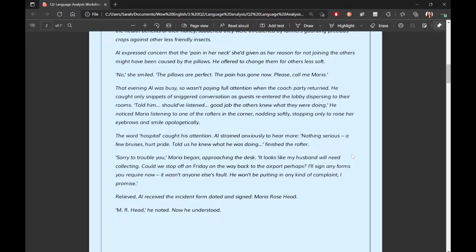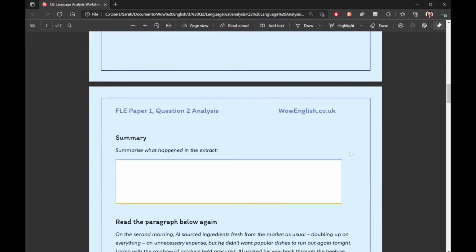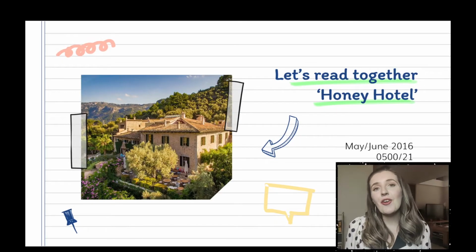The question is, I guess, now do you understand? Take a second, go onto my worksheet and see if you can summarise in about 3 to 5 sentences the events of the story. Okay, so now hopefully you have written your summary.